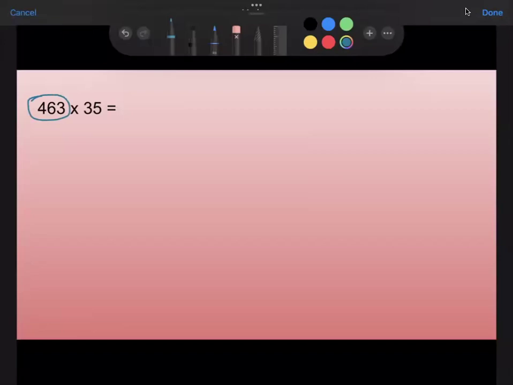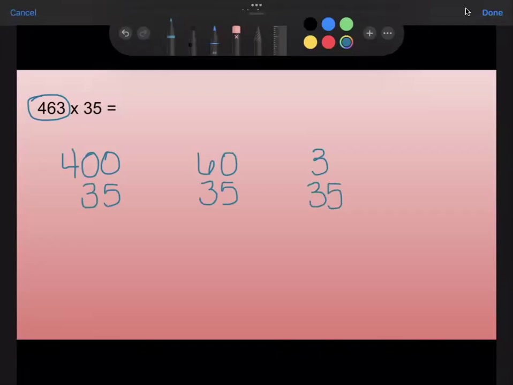So as we looked at the last one, we can split it up by place values. So 4 hundreds means 400. 6 tens is 60, and 3 ones is 3. Now I'm going to multiply each of those times 35. So this will be by 35, 35, and 35, except in that last one, I might flip it around when I get to it. Now I can use a standard algorithm to multiply these partial products.